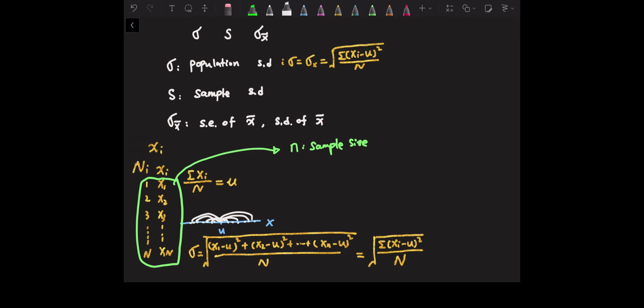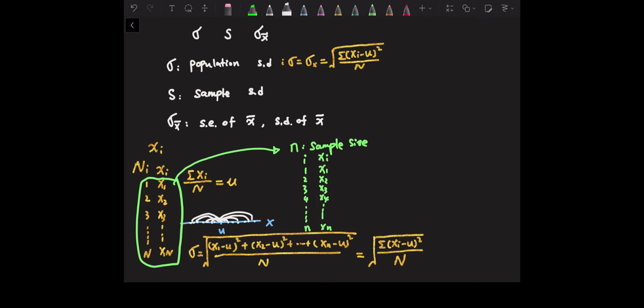So now my sample data will look like this: 1, 2, 3, 4, all the way to n. And then have this x sub i. Randomly select student number 1. I have this test score x1, x2, x3, x4, all the way to x sub n. And then out of these n observations, I can compute the sample mean, which is a sample statistic.